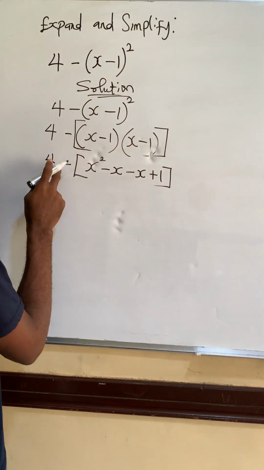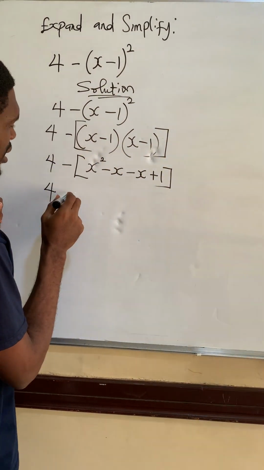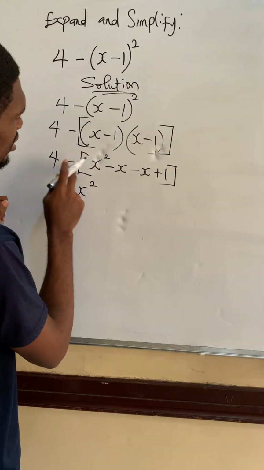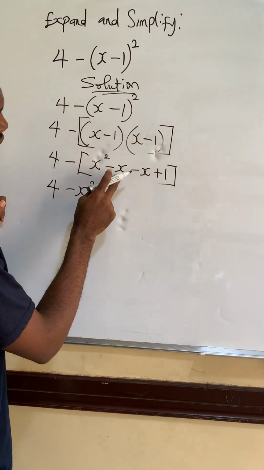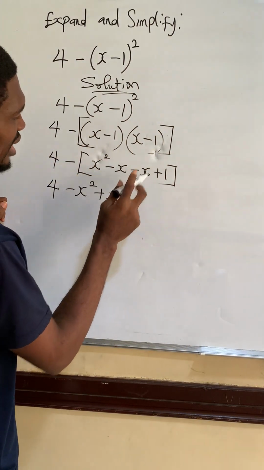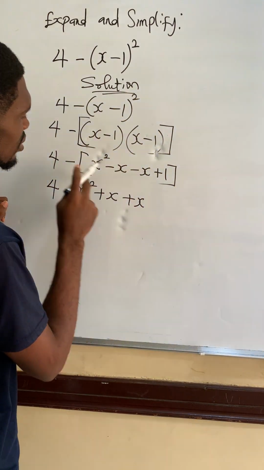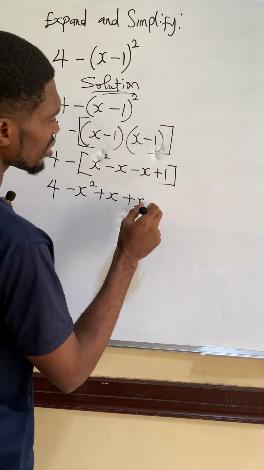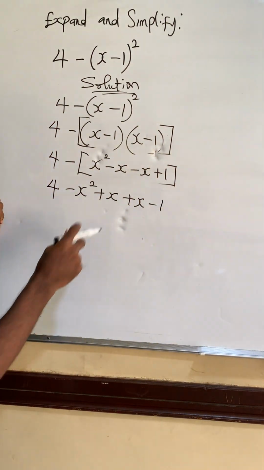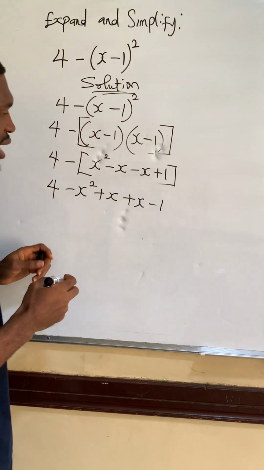Now let's clear this square bracket. So we have minus times x squared will give us what? Minus x squared. Then minus times minus x will give us plus x. Minus times minus x again will give us another plus x. And we have minus times plus will give us minus. Then we have 1 here. We have cleared the brackets. So now we'll collect like terms.